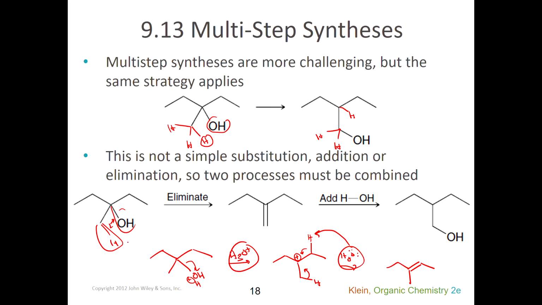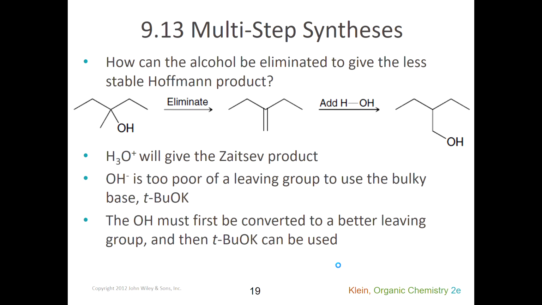And this mechanism won't do that. So what I need to do instead, since the H3O plus and water mechanism we just talked about will only give the Zaitsev product, and what I'm looking for is the Hofmann product, I need to instead avoid the E1 that we just talked about and do an E2.